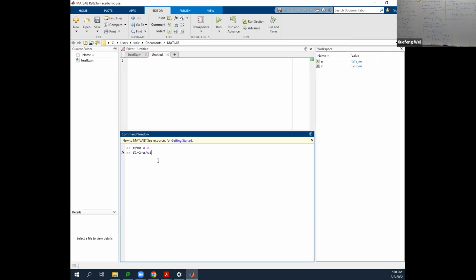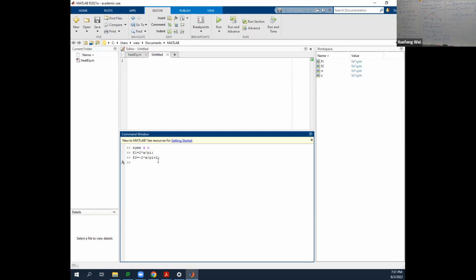Okay, good. f2 equals to minus 2 times x over pi plus 2. Okay, is that right? Plus 2. Is that right? I think so. I think that's right. Yeah. I mean, if you want to put the first term in.